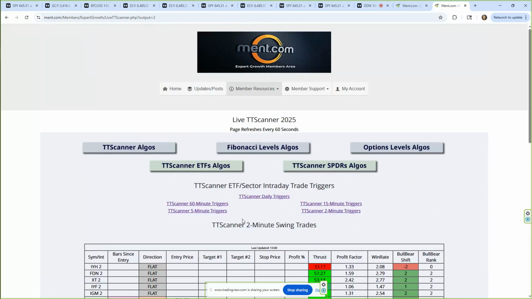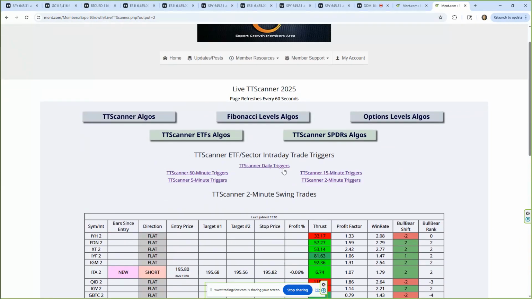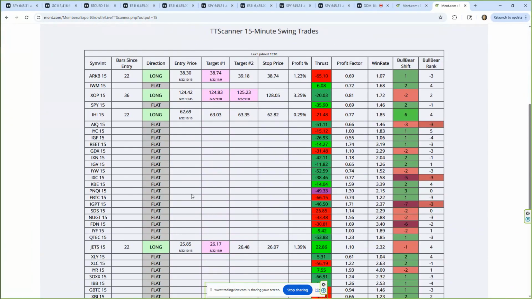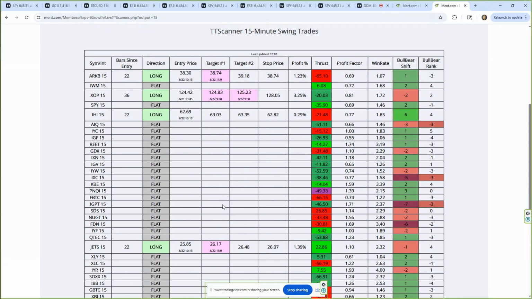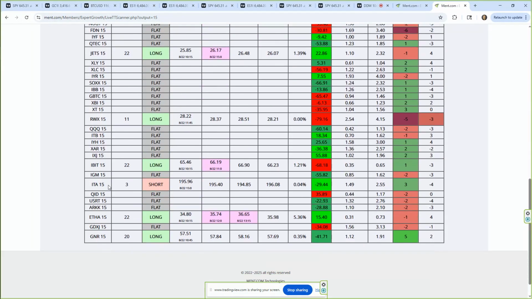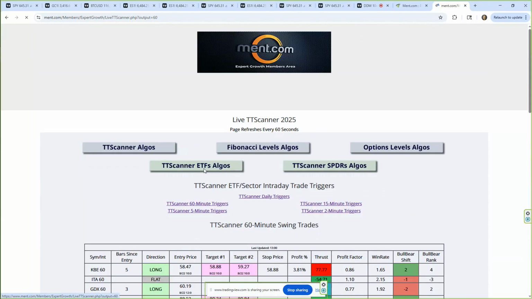You go down here to 2-minute if you want. See if we got any GDXJ. Nothing. And then 15-minute, I don't remember seeing GDXJ. Nope, flat right here. So the point again is that you can use these algos to help tell you what is moving. XOP has been in a long trade on the 15 minutes for 36 bars, up 3.25%. So here, nothing. ITA is the newest one, short. Let's go back here. That's 15-minute, 60-minute.